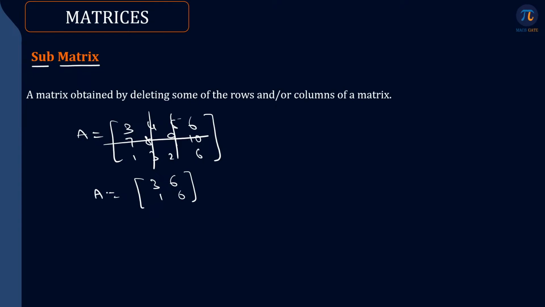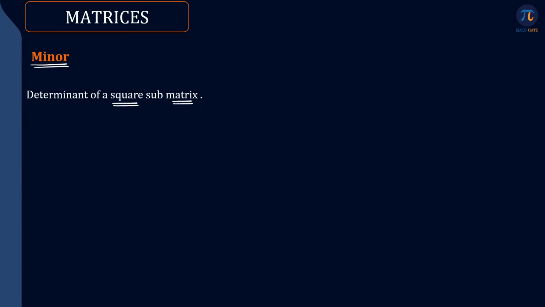Here you remove a few rows and columns and get a submatrix; it is not the original matrix. Let us call it submatrix B, and the determinant of this B is called a minor. So 3 sixes are 18 minus 6, which is 12. There can be many such submatrices. Any square submatrix, if you find its determinant, is called a minor. This definition is very important. What is a minor? The determinant of a square submatrix.